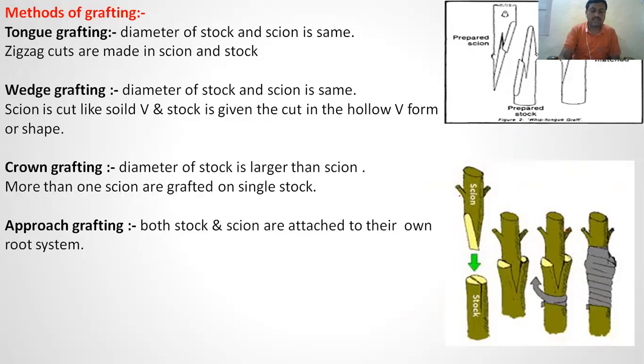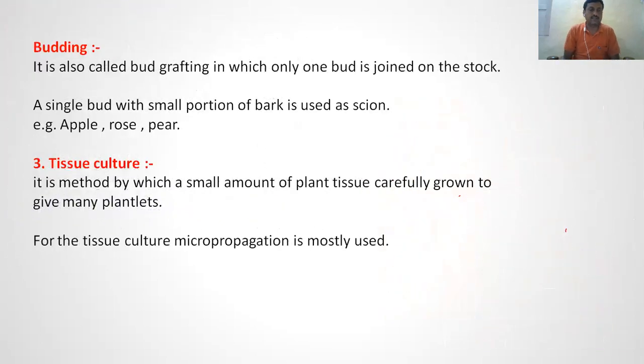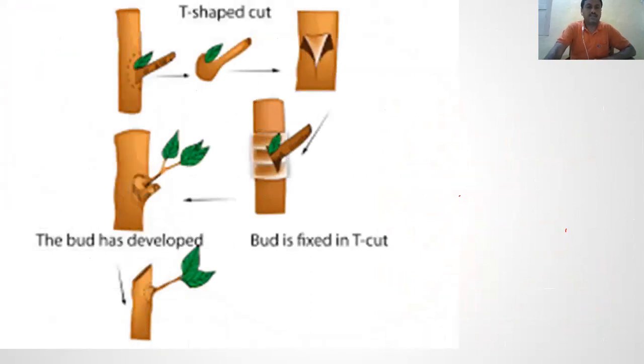Okay, now see the third, budding. The third artificial method of vegetative reproduction. Budding is also called bud grafting, in which only one bud is joined on a stalk. Only one bud, like in these diagrams. It is also called budding.